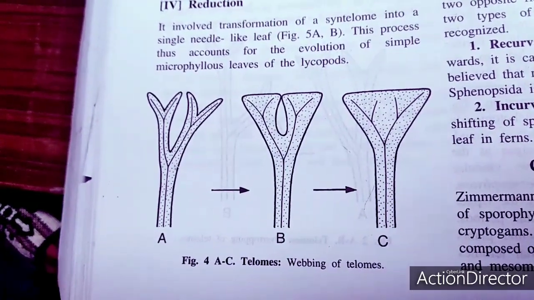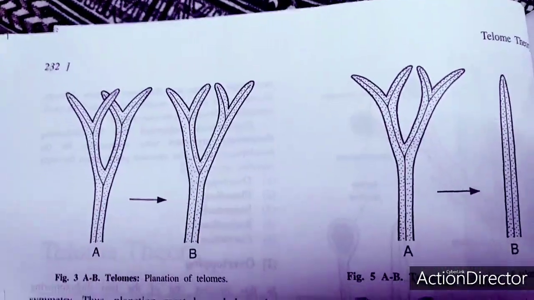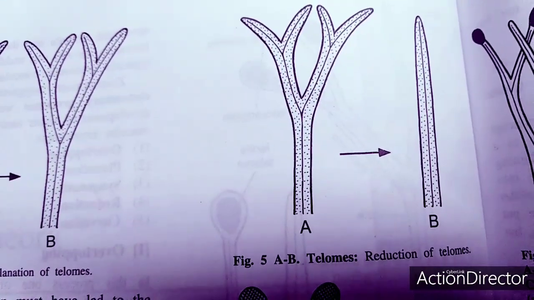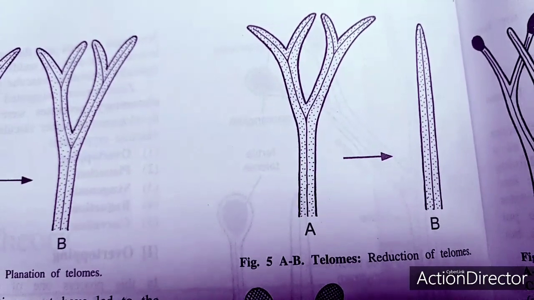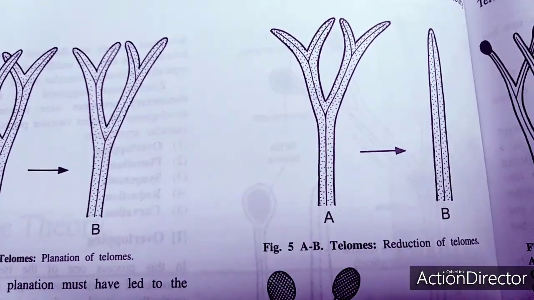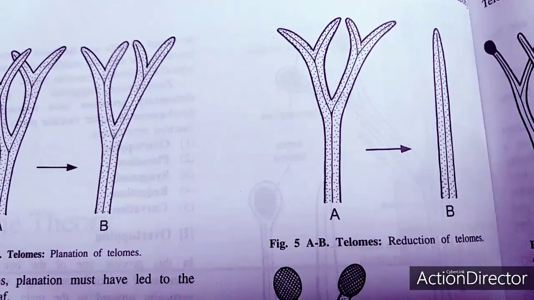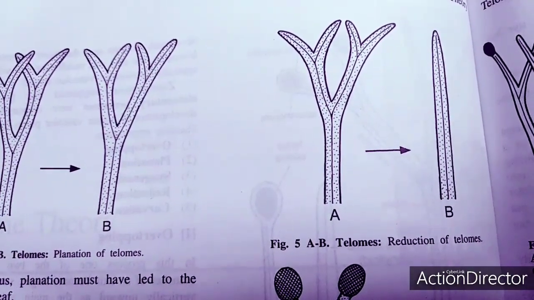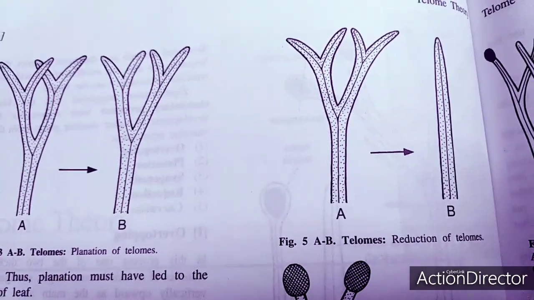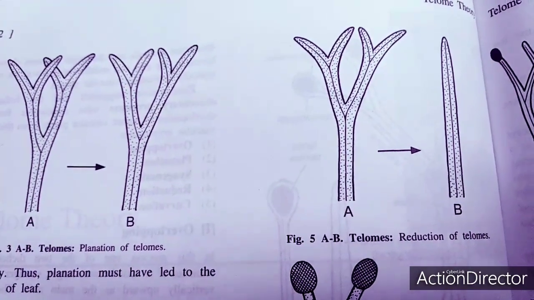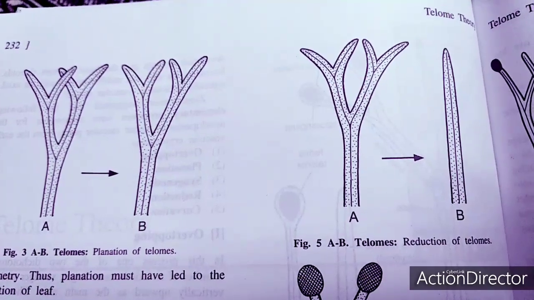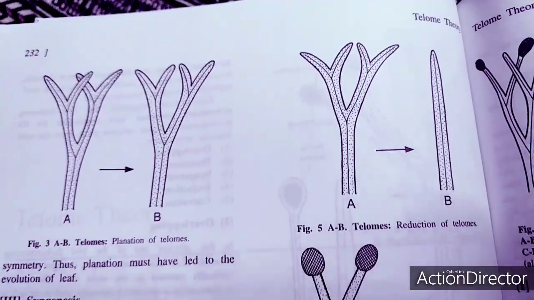Another process is called reduction. This is a diagram showing the reduction. In this case, there is a transformation of a syntelome into a single needle-like structure. So a fusion is there, or we can say the reduction has taken place, and a single needle-like structure has been formed. So the evolution of single microphyllous leaves of the Lycopsids has come about by the process of reduction. Again, the transformation of a syntelome into a single needle-like structure is called the reduction of the telome.